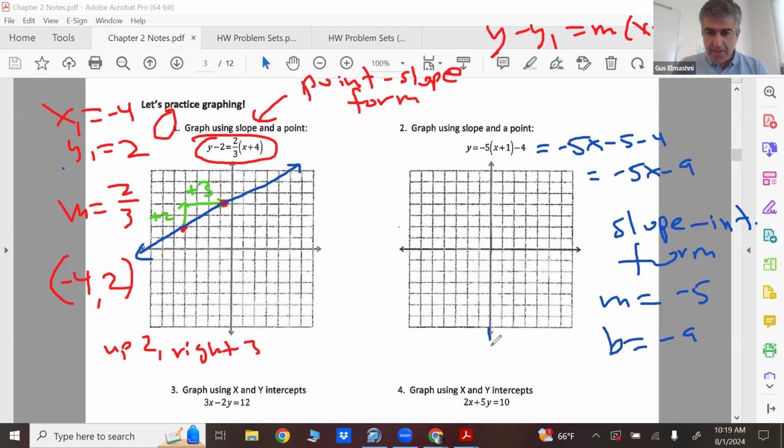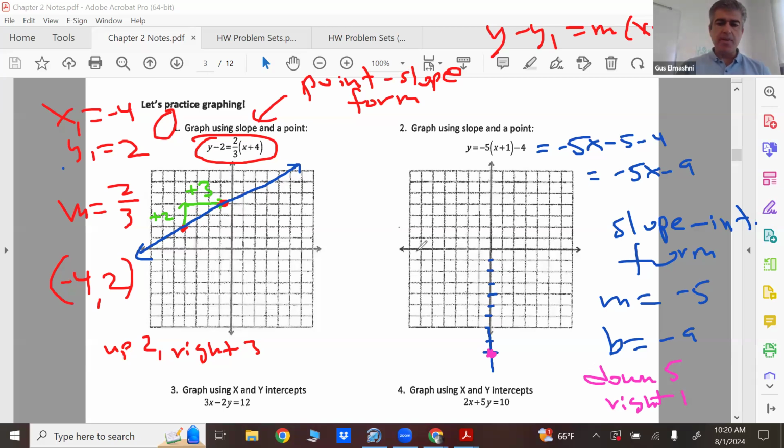And oh boy, I need to extend this. So see 1, 2, 3, 4, 5, 6, 7, 8, 9. And slope of negative 5. That's also kind of tricky too. All right, so you got this. So negative 5 means down 5, right 1. Because remember, any whole number or integer could be a fraction. Just put 1 below.